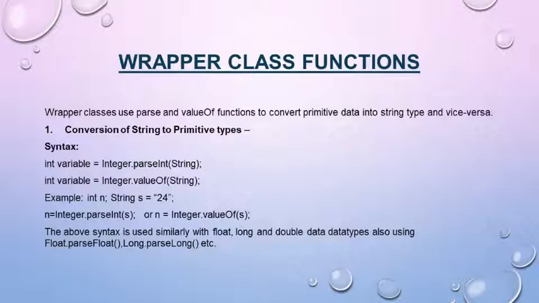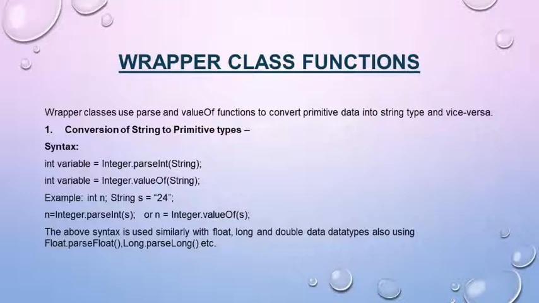Let us look here at how a string data type is converted into its primitive types. Look at the syntax. There is a variable of integer type. We write it like this: int, then the variable name equals Integer.parseInt, and the string is given in brackets. The other method is int variable equals Integer.valueOf(string).